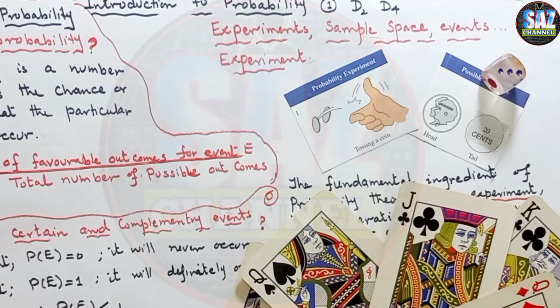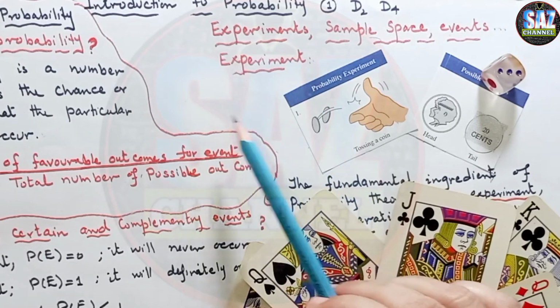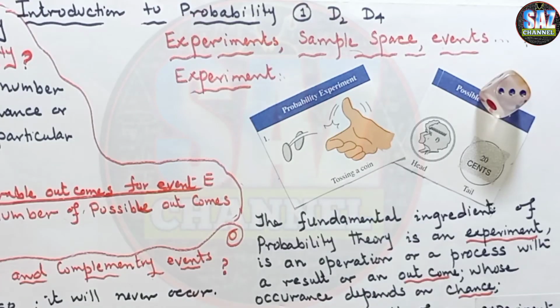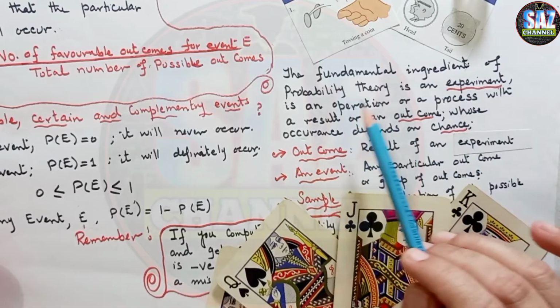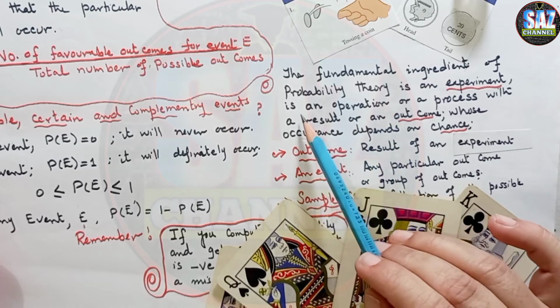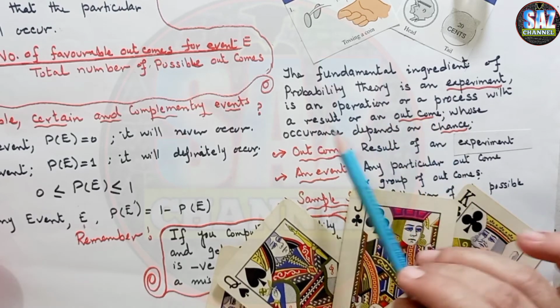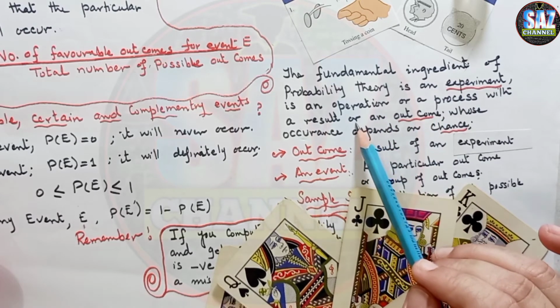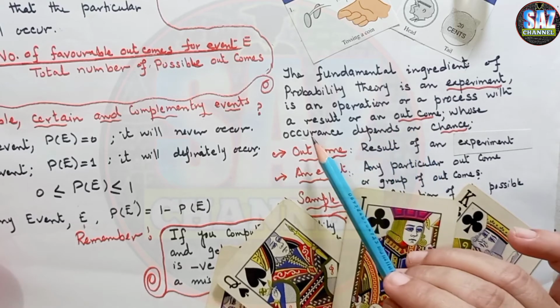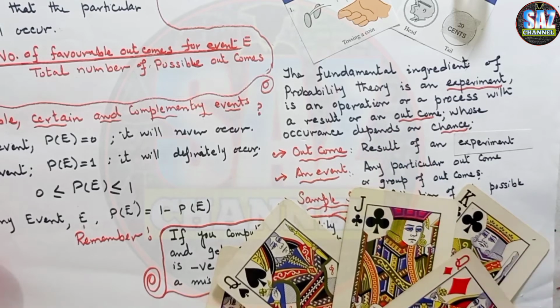We are familiar with the term experiment in science class as well. Experiment is the fundamental ingredient of probability theory, and it's an operation or the process that results in an outcome whose occurrence depends on chances. So experiment is the process that ends with an outcome.